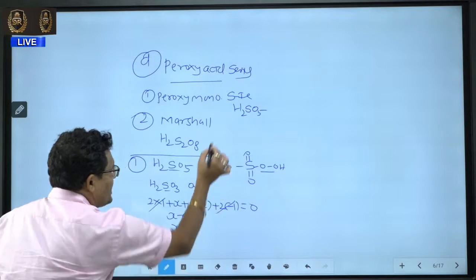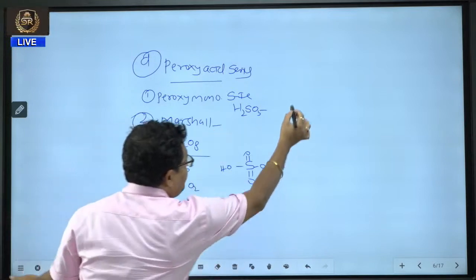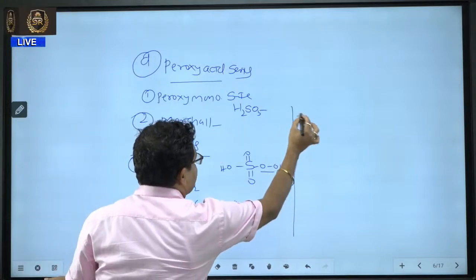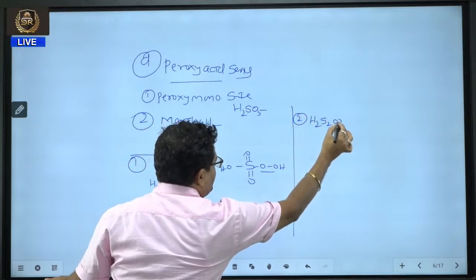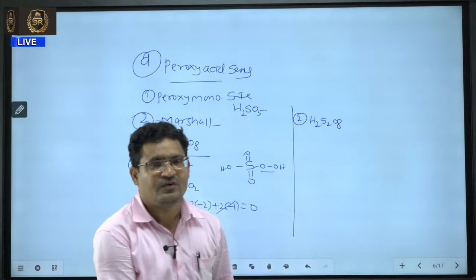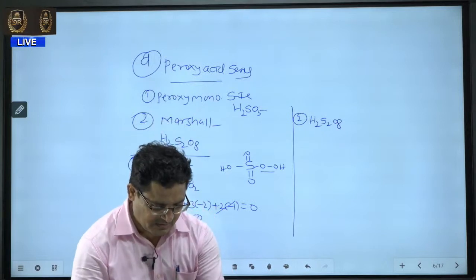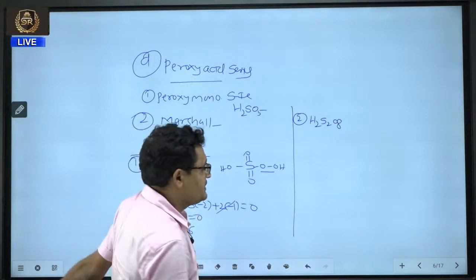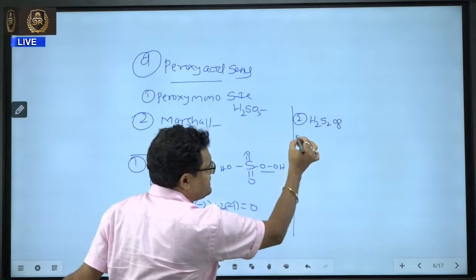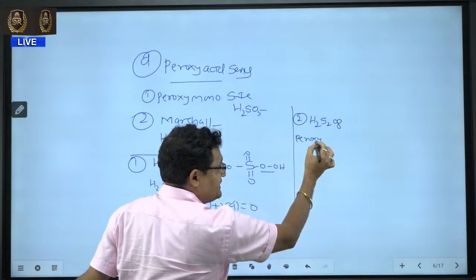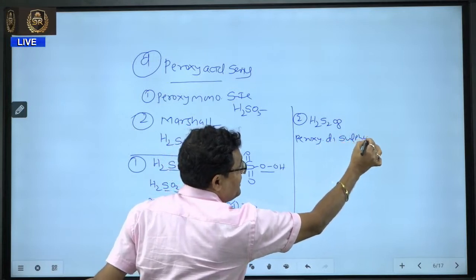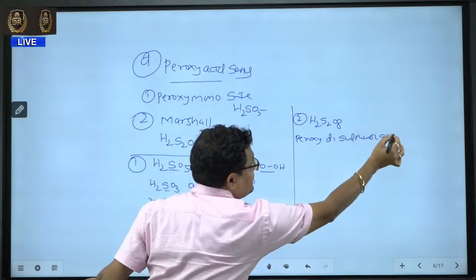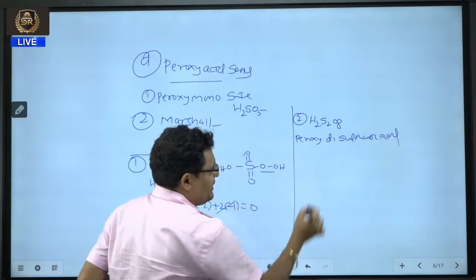The next one, Marshall. So what is the Marshall formula? The second one is Marshall. This is the last one here. H2S2O8. This Marshall acid is nothing but peroxydisulfuric acid. It is also called peroxydisulfuric acid.